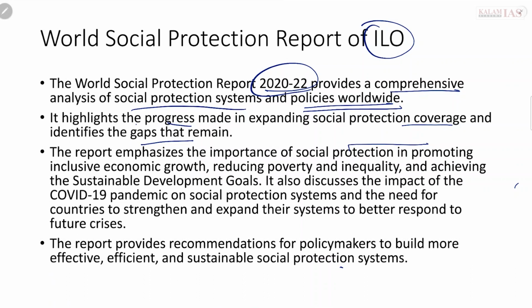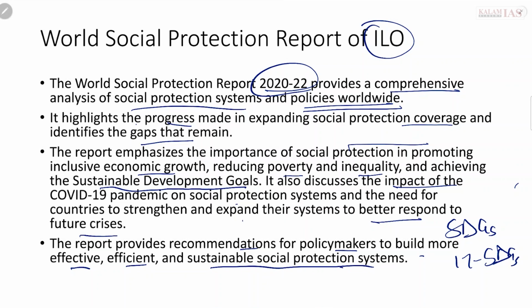The report emphasizes the importance of social protection in promoting inclusive economic growth, reducing poverty and inequality, and achieving the sustainable development goals, the SDGs. There are 17 SDGs, and the report discusses how social security can reach the SDGs. It also discusses the impact of the COVID-19 pandemic on social protection systems and the need for countries to strengthen and expand systems to better respond to future crises. The report provides recommendations for policymakers to build more effective, efficient, and sustainable social protection systems.